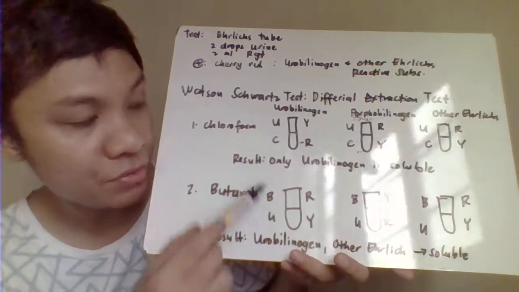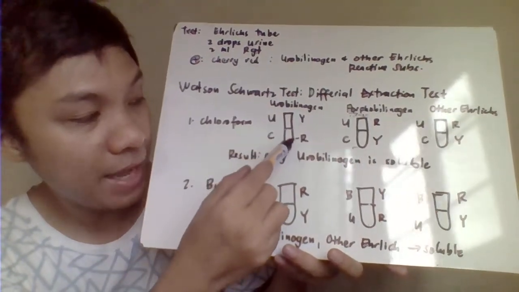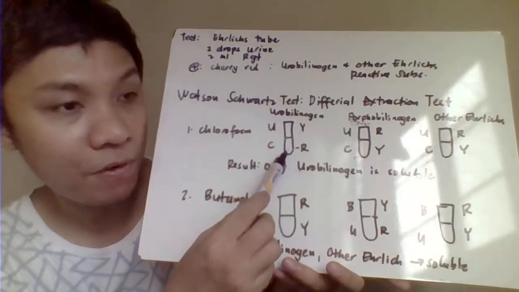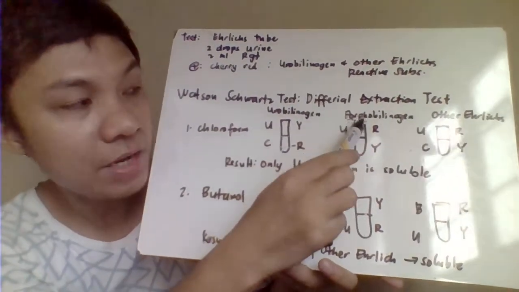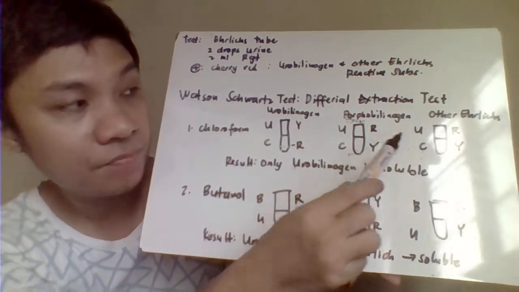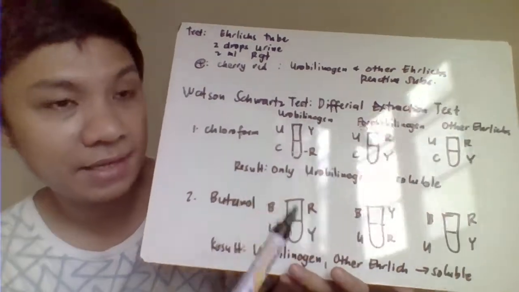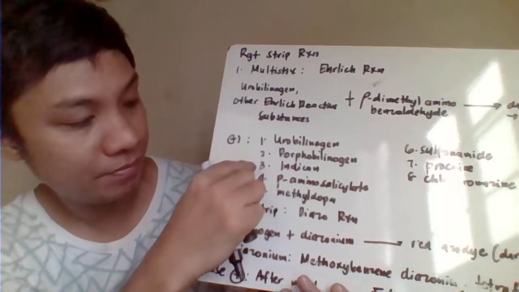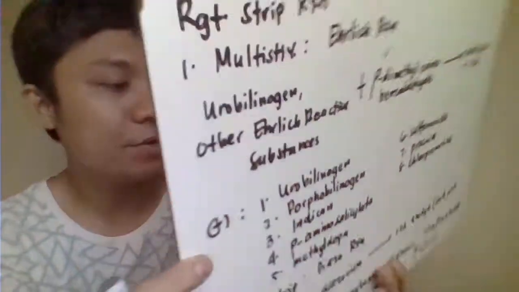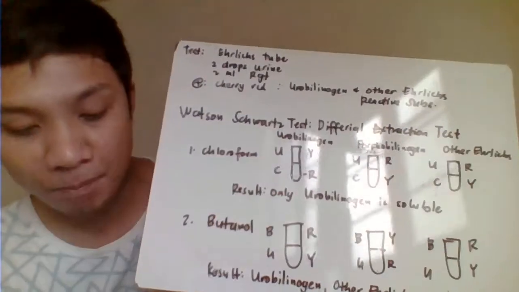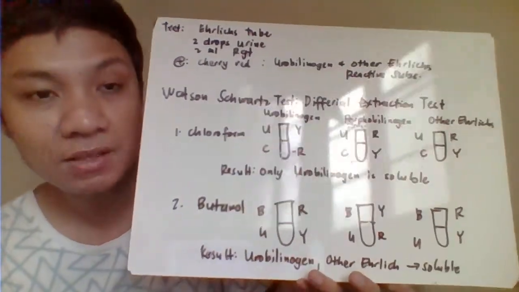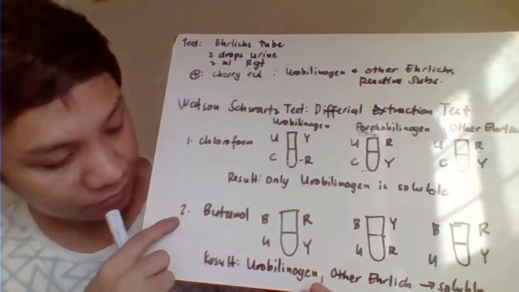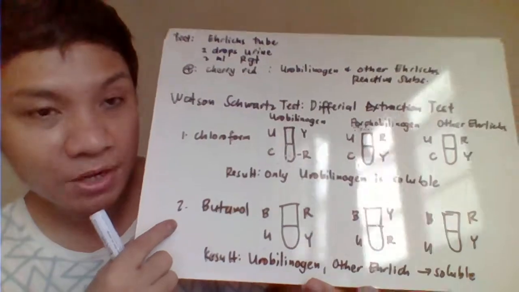For our interpretation, chloroform red means urobilinogen is the only one soluble in chloroform. Porphobilinogen is yellow in chloroform, and other Ehrlich's reactive substances like indican have the same result as porphobilinogen, signifying that they are also not soluble in chloroform. Next we have the butanol extraction.